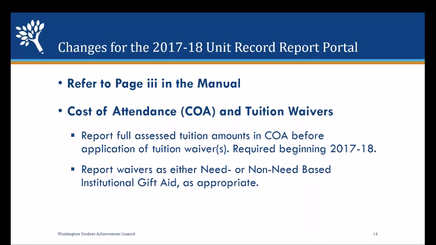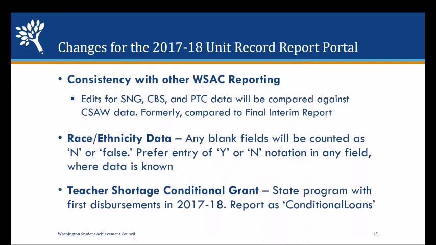Again, this year there will be a list of any unserved students that didn't show up on the unit record for you to review and respond why they were reported unserved. We really are working towards getting cleaner data from the institution, not as much back and forth as you've probably experienced in the last few years. Consistency with other WASAC reporting: edits for the State Need Grant, CBS, and PTC data will be compared against SEESAW data. Formerly, we compared our information to the final interim report, so this is a change.